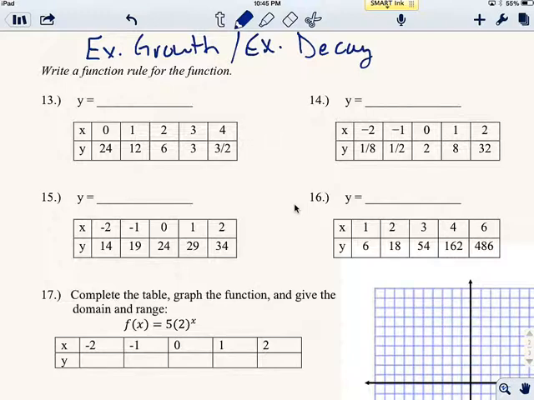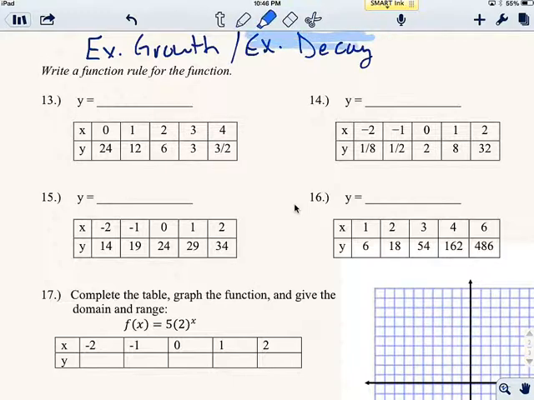So first thing, when I look at 13, I look at what the pattern looks like. Does it look like I'm adding the same thing every time or subtracting the same thing every time? Or am I multiplying or dividing by the same thing every time? As I look at it, the difference between 24 and 12 is 12 and this difference is only 6. So I'm not adding or subtracting by the same thing every time, so it must be exponential. Now specifically, I know it's getting smaller, so it must be exponential decay.